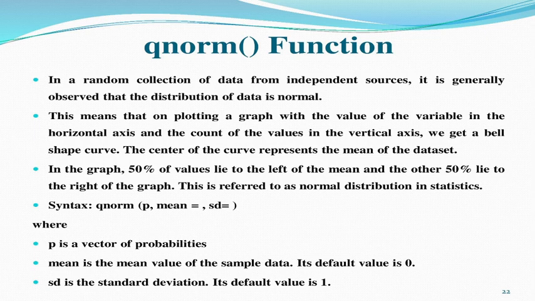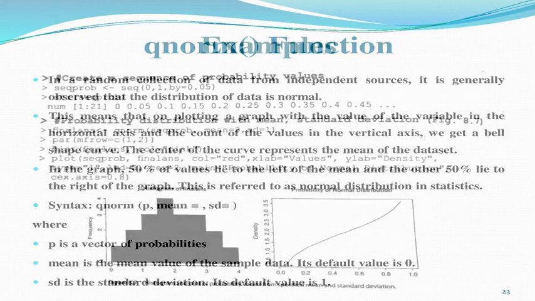Syntax: qnorm(p, mean=, sd=), where p is a vector of probabilities, mean is the mean value of the sample data. Its default value is 0. sd is the standard deviation, default value is 1.